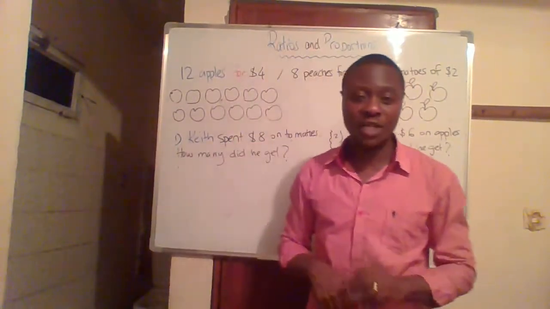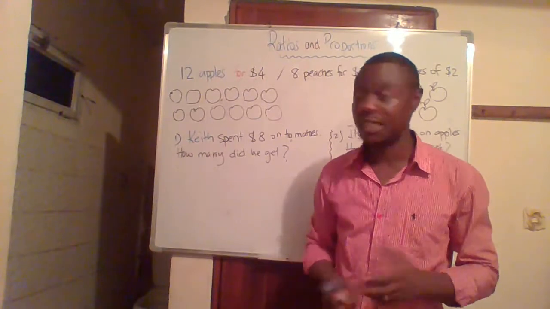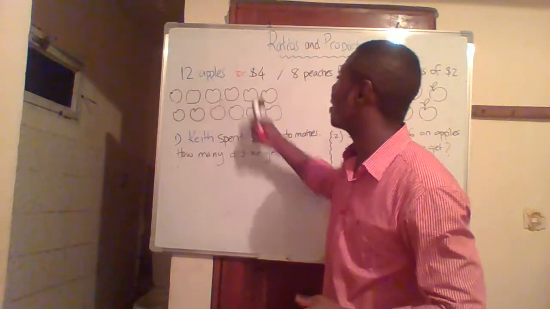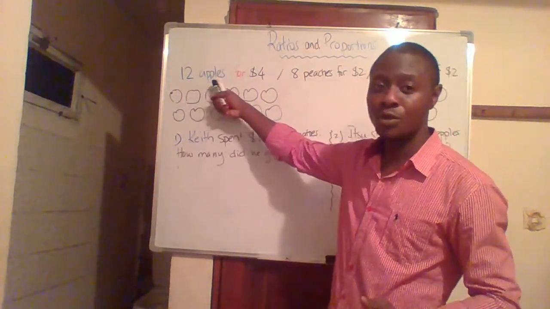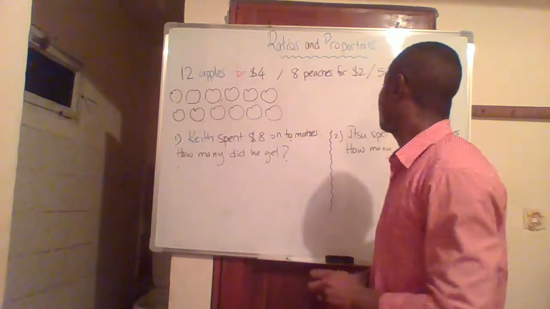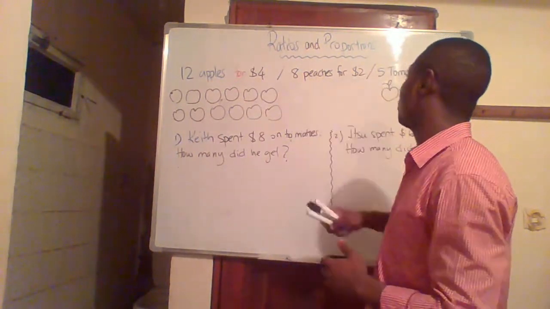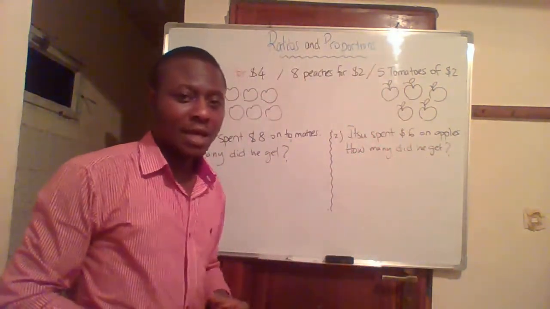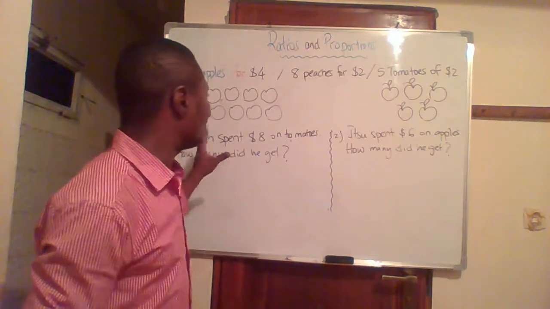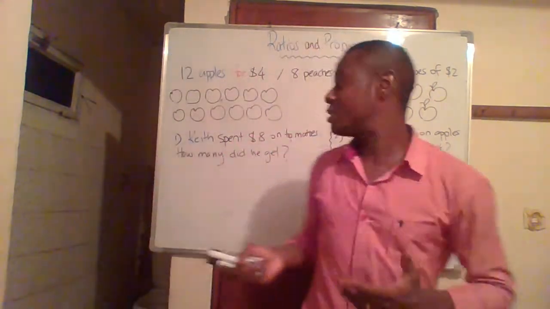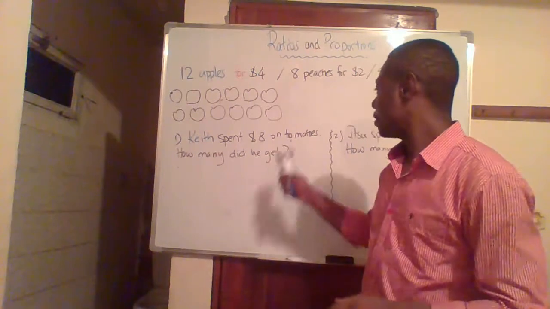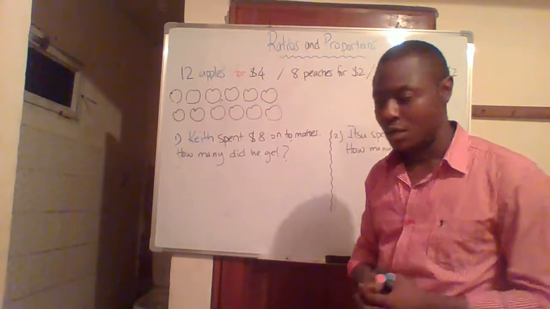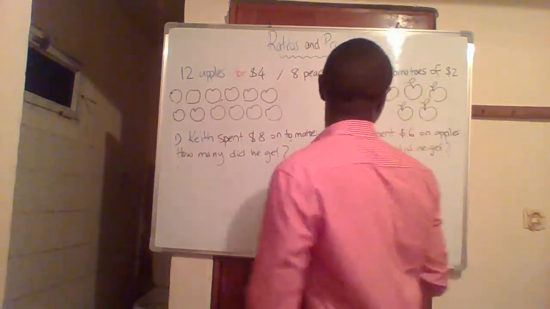Well, here are two examples in real life situations. Let's say you get in a shop and you see the price tag shows that 12 apples cost $4, 8 peaches cost $2, 5 tomatoes cost $2. So now with the problem, a kid comes to the shop and wants to pay $8 on tomatoes. How many tomatoes is he going to get? Good. We already know that 5 tomatoes is for $2.